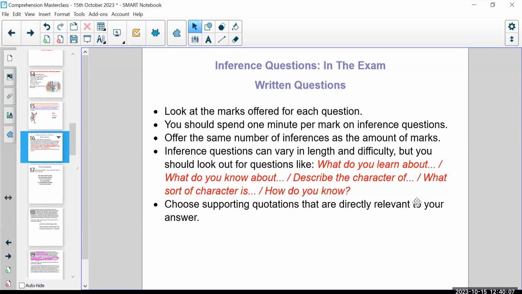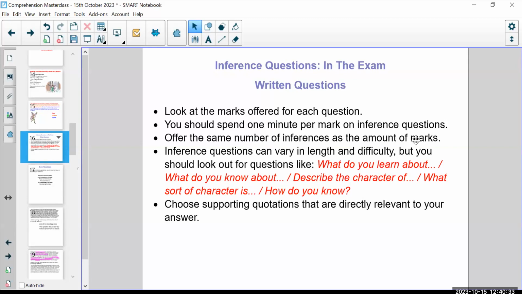Usually, I would say that an inference question with PEE is roughly one PEE paragraph per two or three marks. So if the question is worth like four marks, write two PEE paragraphs. It should be that you spend 1 minute per mark on inference questions. So offer the same number of inferences as the amount of marks.